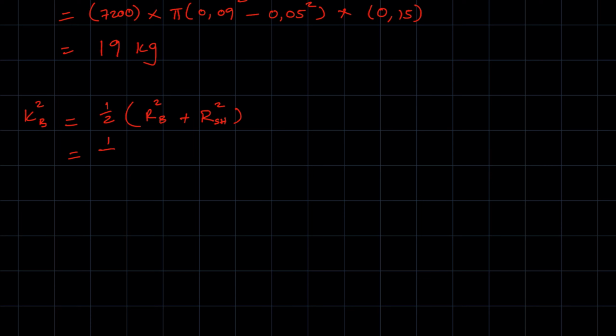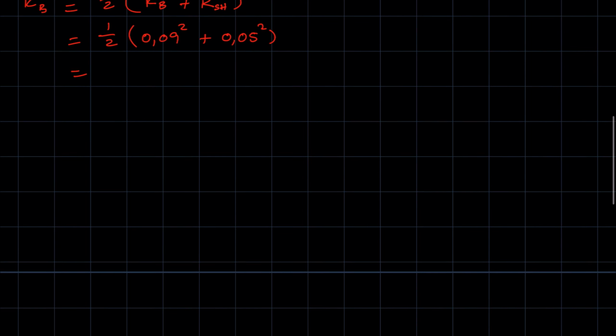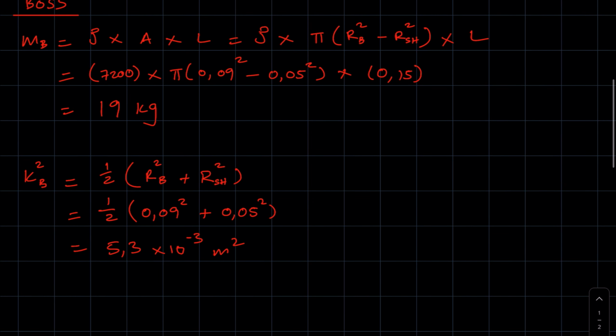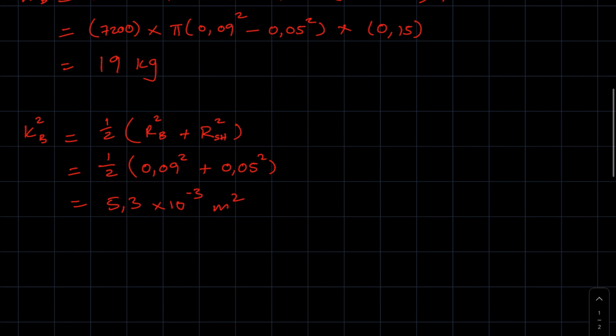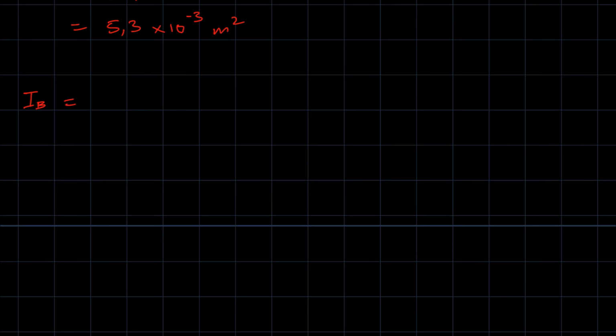So now substituting this 0.09 squared plus the 0.05 squared, if you punch that in your calculators, we are going to get 5.3 times 10 to the negative 3 meters squared. So we've calculated the mass, we've calculated the radius of gyration. Now we calculate the moment of inertia, so we calculate I of the boss.